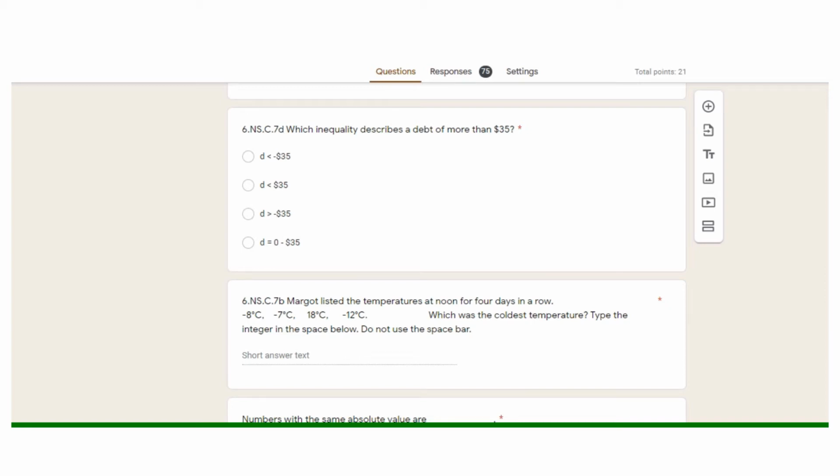Which inequality describes a debt of more than $35? So the first thing you want to understand is what number is represented by a debt of $35. A debt of $35 means the number is negative 35, and you use absolute value to represent debt. So if you're looking for a debt that's more than that, you can draw a number line.